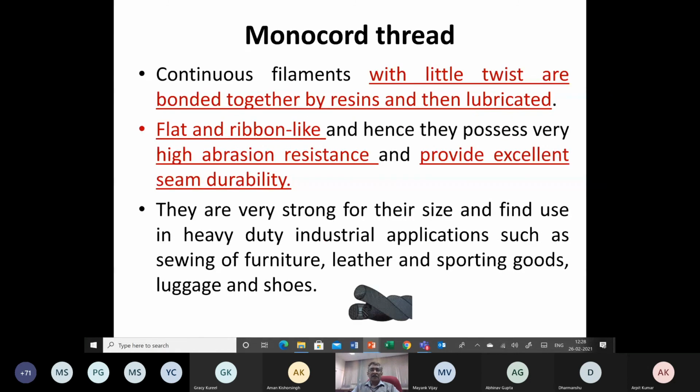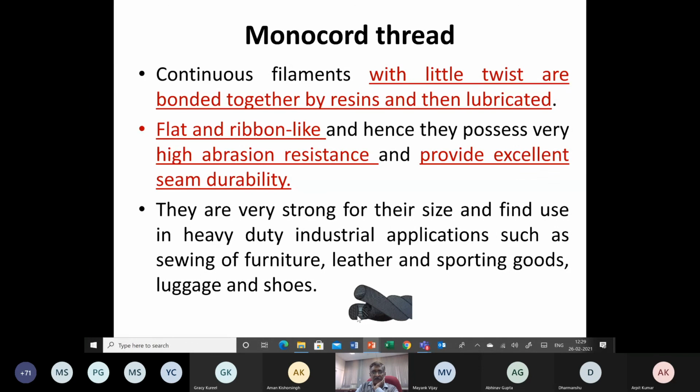And another category of thread is the monocord thread. The basic material is continuous filament yarns of high tenacity. So the basic material is high tenacity filaments with little twist, not zero twist, but almost close to zero twist. Maybe 5 twists per meter and like that. So very little twist. So they are bonded together by resins. Then they are lubricated. You can see there is a 3 ply monocord yarn.